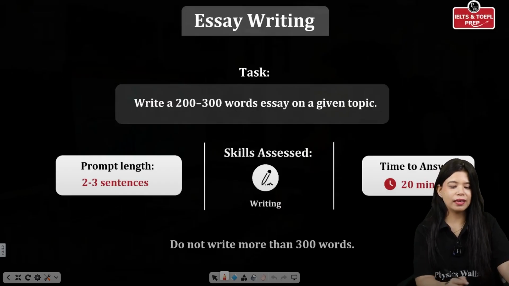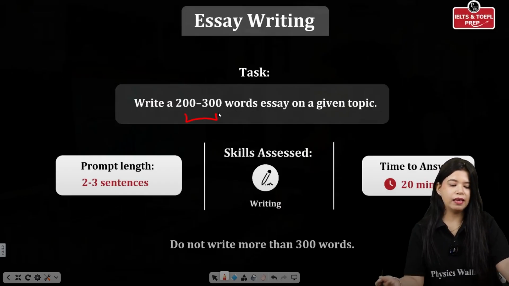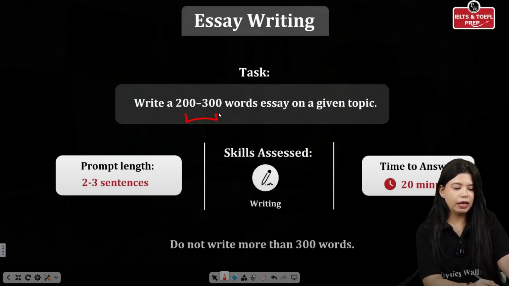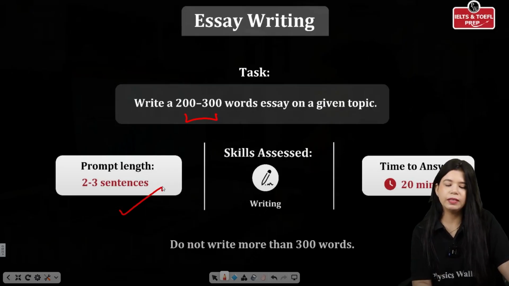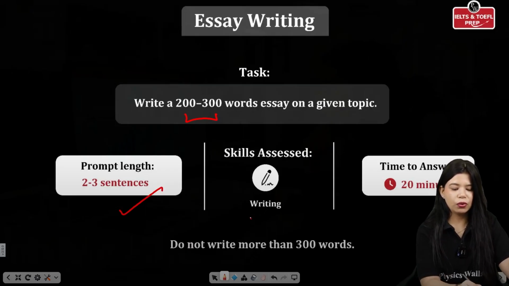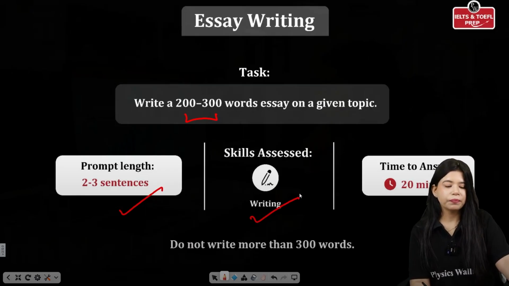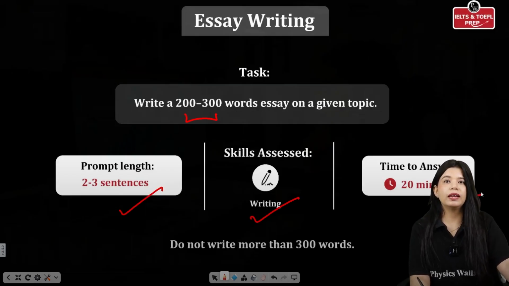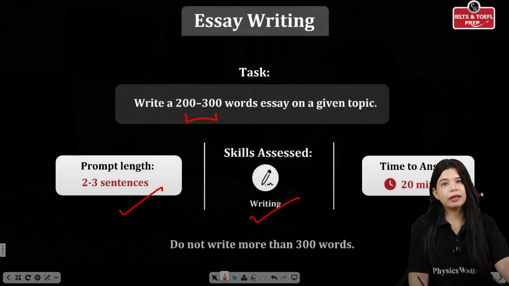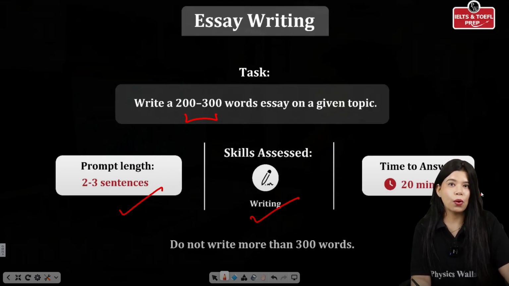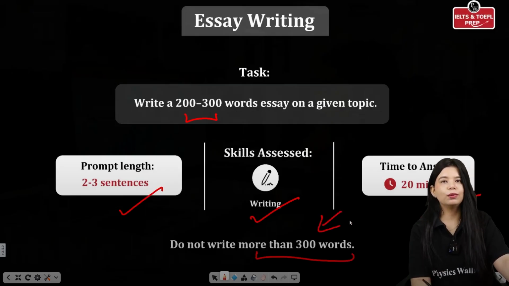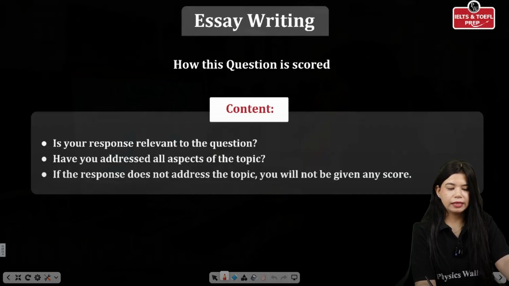And here your task is to write an essay of around 200 to 300 words. You will be given the prompt in written form, which will be just about 2 to 3 words. Your writing skills will be assessed, and you will be given 20 minutes to write an essay. In these 20 minutes, you have to write a minimum of 200 words and a maximum of 300. Do not go beyond 300 words. And that's exactly what is written here. Do not go beyond this word limit. Let's understand more about it.